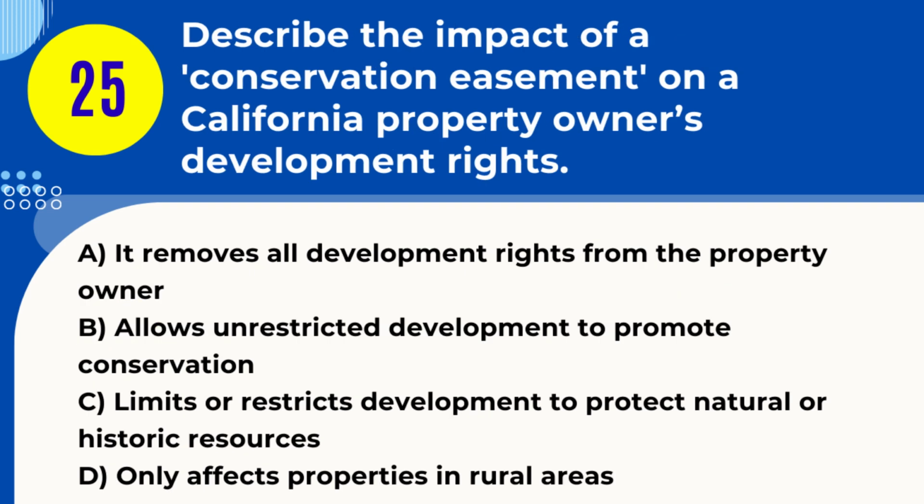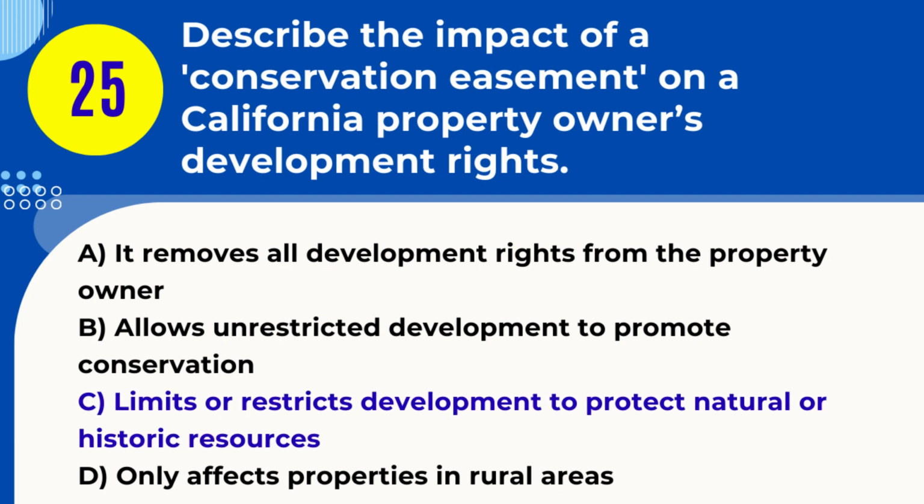Question 25. Describe the impact of a conservation easement on a California property owner's development rights. A. It removes all development rights from the property owner. B. Allows unrestricted development to promote conservation. C. Limits or restricts development to protect natural or historic resources. D. Only affects properties in rural areas.